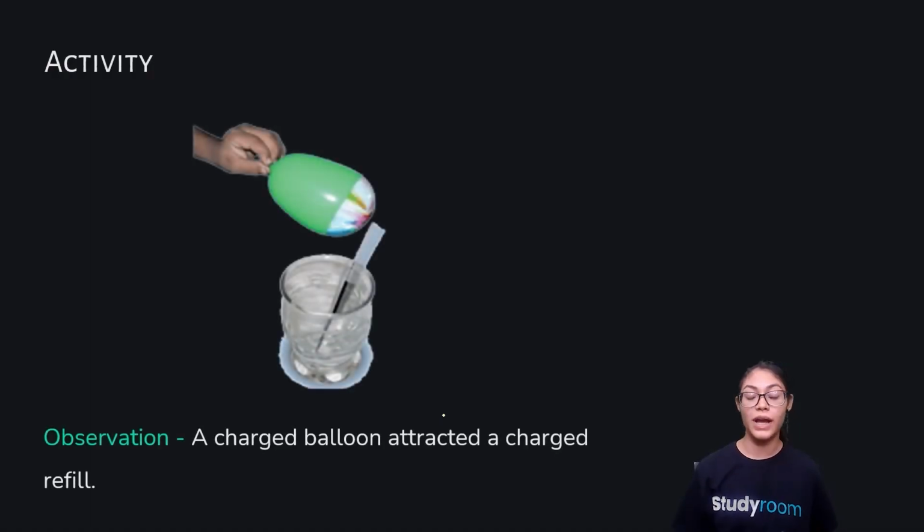Now, one more activity. You take the refill in the same way and put it in the tumbler after rubbing it with a polythene. And you take an inflated balloon and rub it with a woolen cloth, and now you bring the inflated balloon towards the refill. Here you will observe that a charged balloon attracted a charged refill.